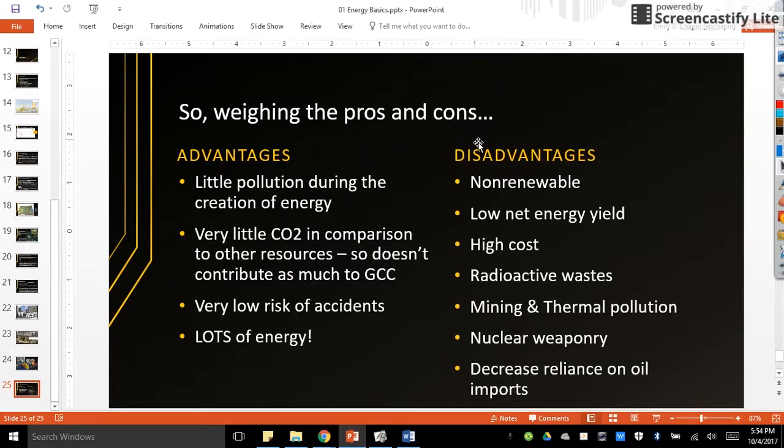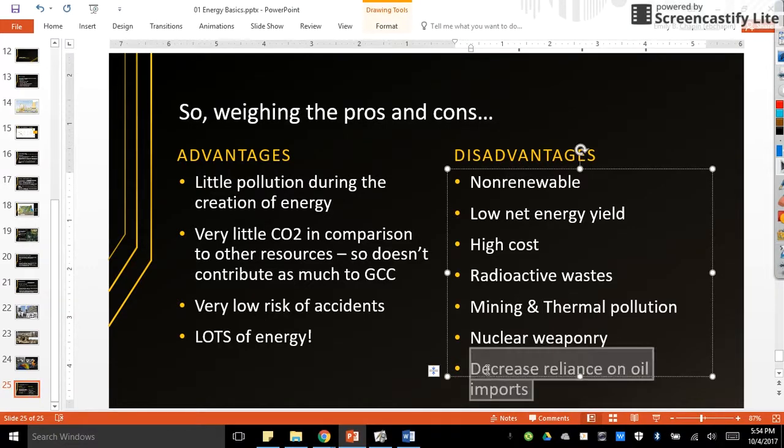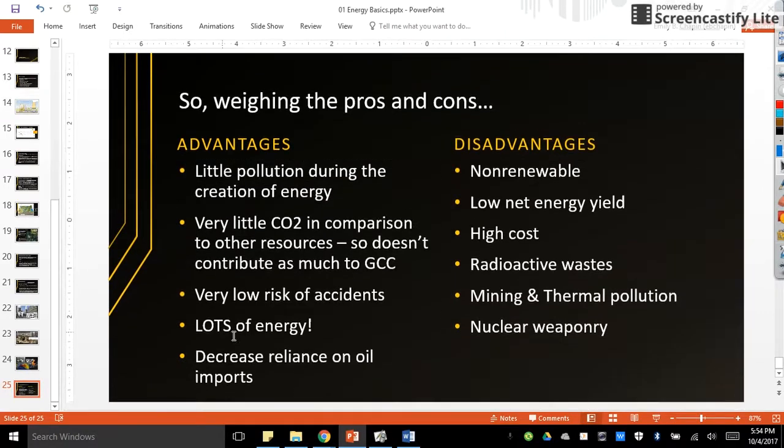On the other hand, we have a ton of disadvantages. First and foremost, it's non-renewable. Second, we have that low net energy yield with a high cost. We have radioactive waste that we're not really quite sure what to do with yet. We have mining and thermal pollution, the threats of nuclear weaponry, and then, whoops, that's an advantage. The advantage is that it will decrease reliance on oil imports. All right.